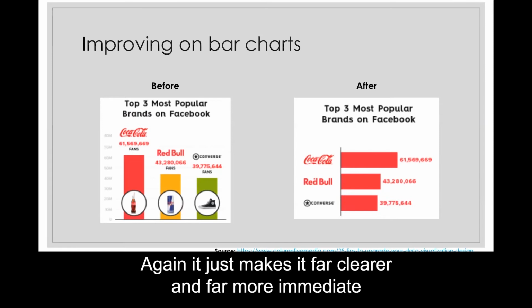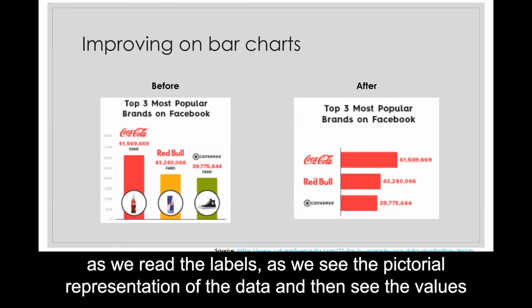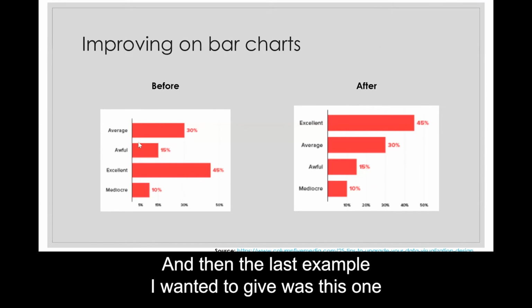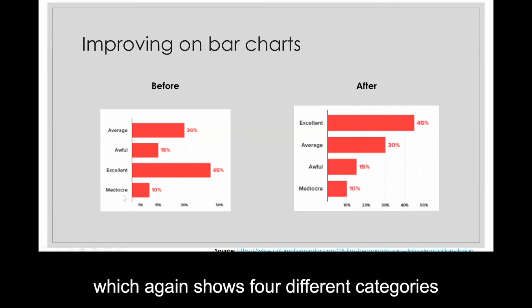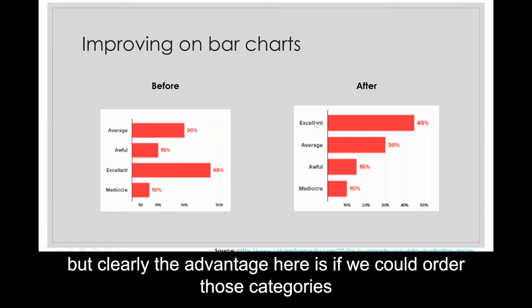And again, it just makes it far clearer and far more immediate as we read the labels, as we see the pictorial representation of the data, and then we see the X values. And then the last example I wanted to give was just this one, which again shows 4 different categories, but clearly the advantage here is if we could order those categories.